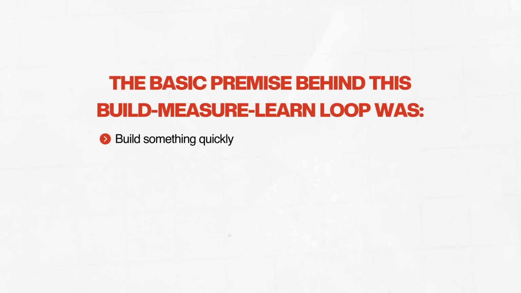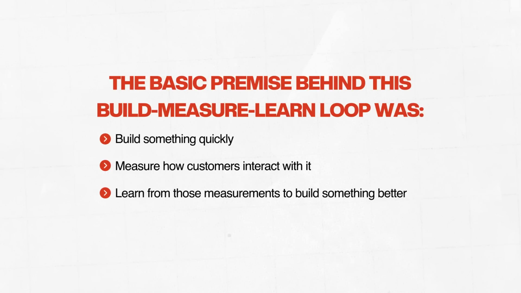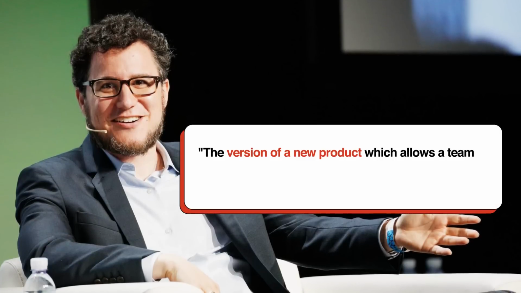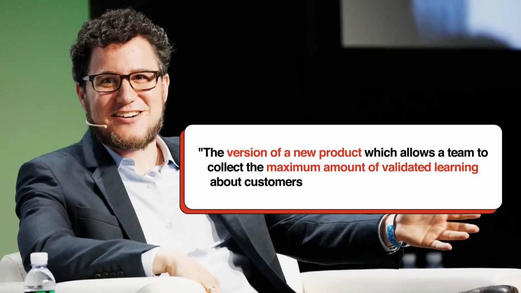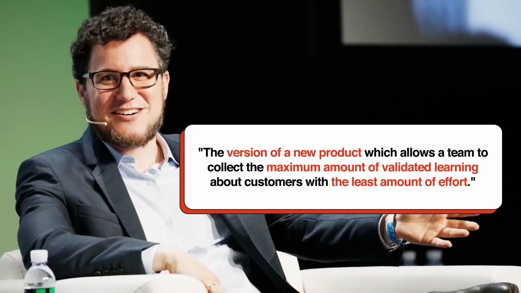The basic premise behind this build, measure, learn loop was to build something quickly, measure how customers interact with it, and learn from those measurements to build something even better, while minimizing total time through the loop. Since learning is a way to de-risk a product, he co-opted the term MVP and defined it as the version of a new product which allows a team to collect the maximum amount of validated learning about customers with the least amount of effort. Then, like all good things, things got a little messy.